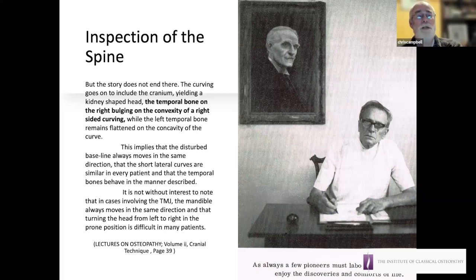And he insisted on bringing this up into the cranium, which it does. It has to from a mechanical point of view. The temporal bone, you get that bulging on the right-hand side, the left being a little bit more flattened. So this baseline always moves in the same direction. The short lateral curves are similar in every patient, and the temporal bones behave in the manner described. Very big statement, as he said. If everything is consistent like that, how can this be, no matter what patients go through in their life?